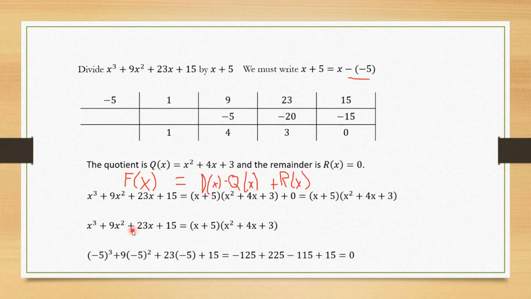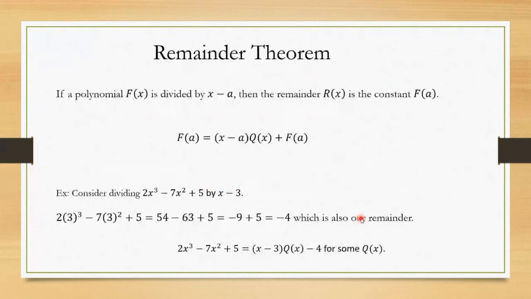If I replace x by -5 here, notice that by direct calculation, I'm going to get 0, which is equal to the remainder. In other words, what I'm trying to get you to see is, I don't know how successful this is, but I'm trying to get you to see this theorem, the so-called remainder theorem.